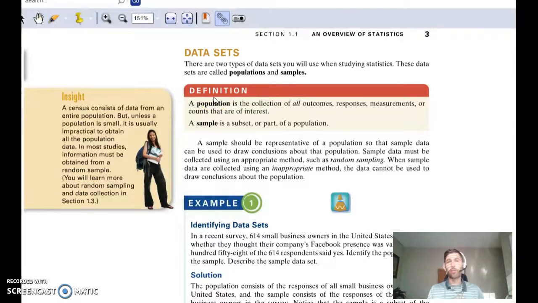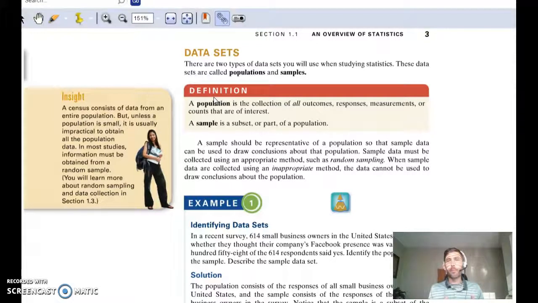And the population really depends upon the particular problem at hand, whatever survey you're trying to conduct or problem you're trying to solve. So, for example, if you want to know the average height of people who live in the United States, your population is everybody who lives in the United States. But if you just wanted to know the average height of people who live in Iowa, your population then is just people who live in Iowa. So it depends upon what you're trying to figure out. Your population is everybody who you're trying to figure out a statistic about.